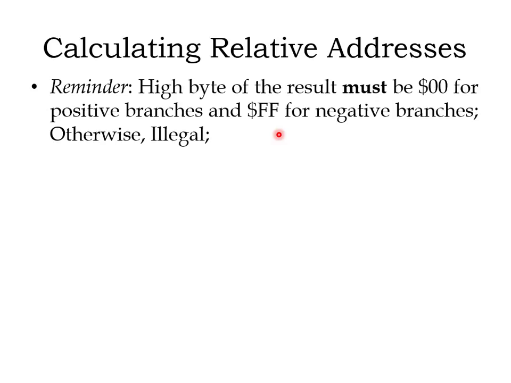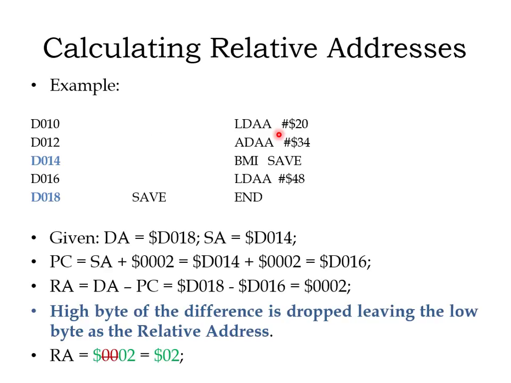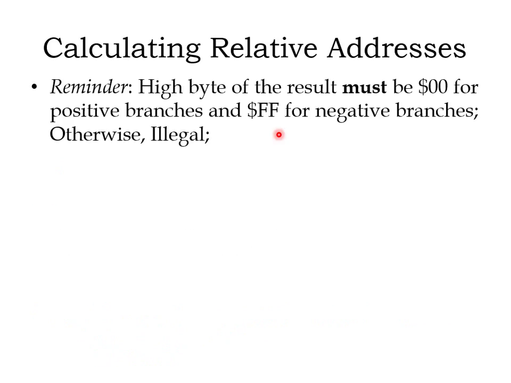Now what happens if they are not 00 and FF? In this case it was 00, so I dropped it. In some other cases it might be FF and I'll be dropping it for sure. But what happens if it is not 00 and not FF? Then your calculated relative address is illegal. That means whatever relative address you got is not right, and interestingly, there is no way you can get the relative address in those cases.